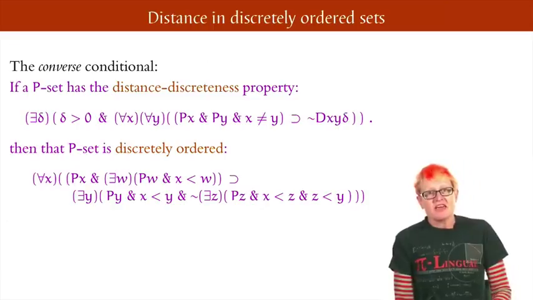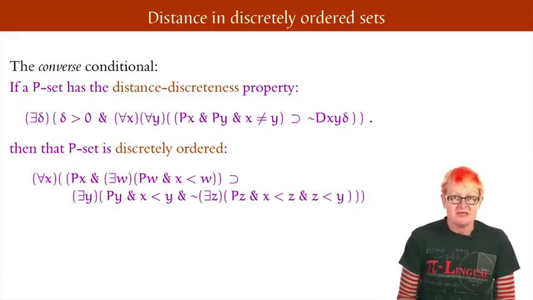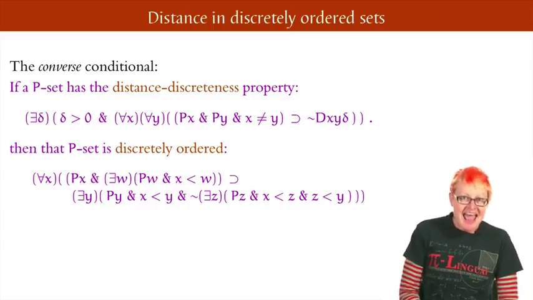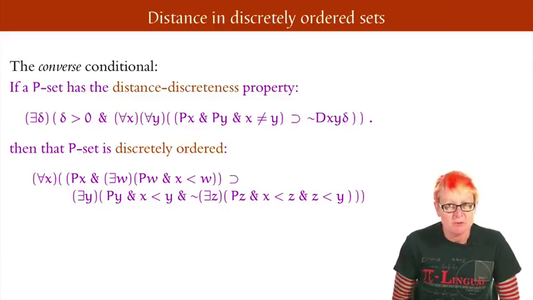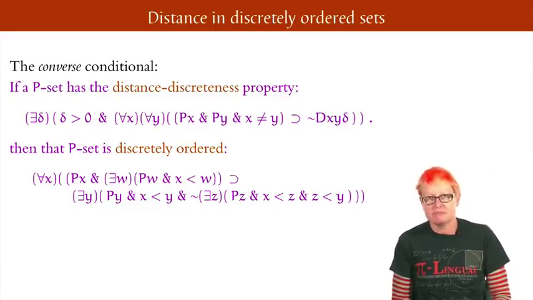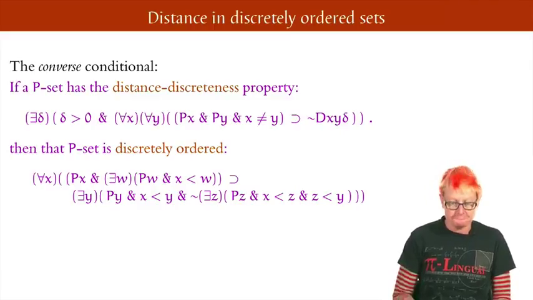It is in fact the converse conditional that expresses a true relationship. If a P set has this distance discreteness property, then it will be discretely ordered, but not the other way round.